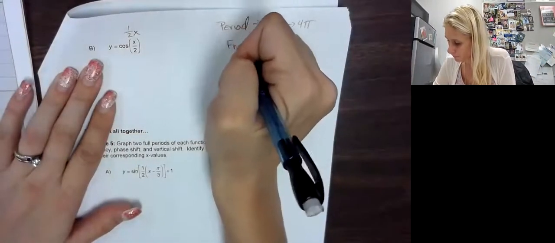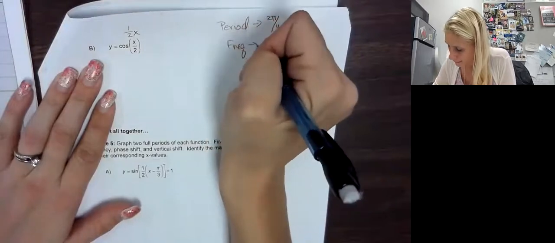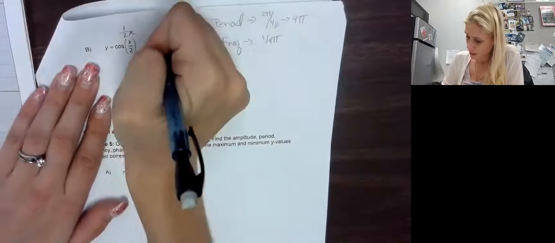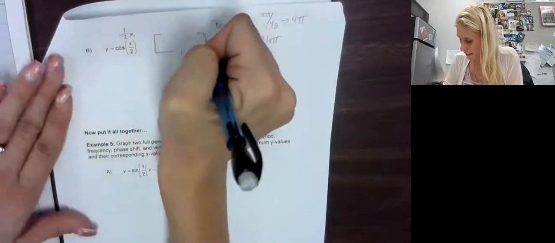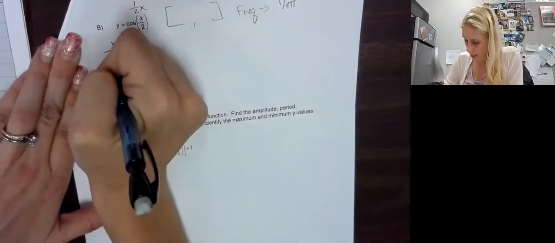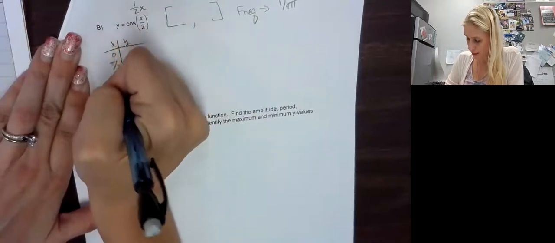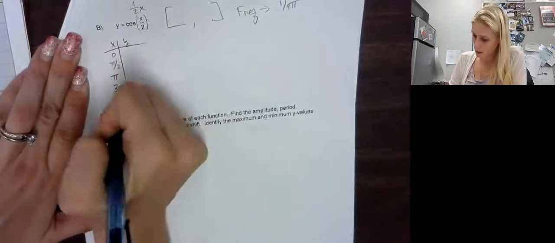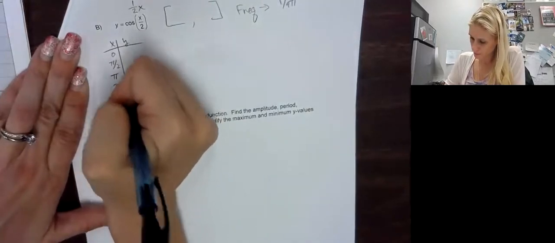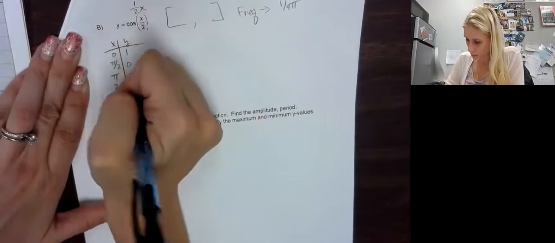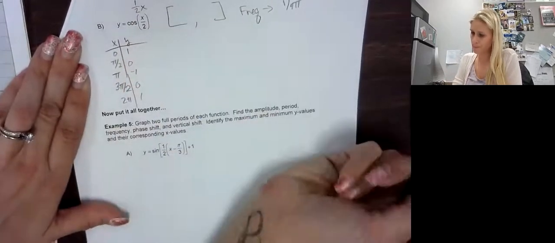Frequency is then going to be 1/4 pi. Our range, we'll find out what happens in a minute. X, Y: 0, pi over 2, pi, 3 pi over 2, and 2 pi. So this is cosine, so 1, 0, -1, 0, 1.